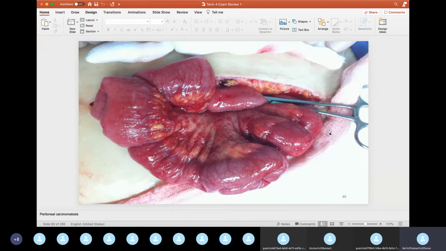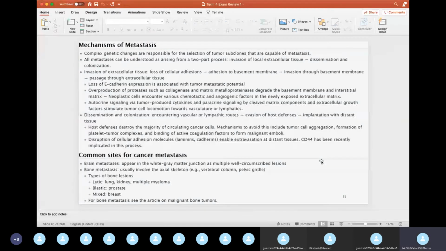So this is just an example of carcinoma in your peritoneum. You can see those specks there. This is a peritoneal carcinomatosis. It metastasized, right, to the colon. So do you need to know the mechanism of metastasis? Just remember loss of E-cadherin expression, right? You have overproduction of your collagenases and your metalloproteinases, everything. We talk about that.